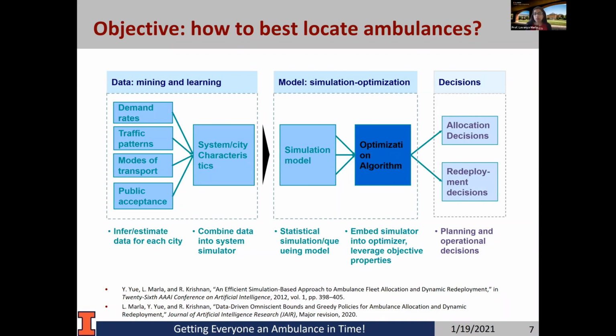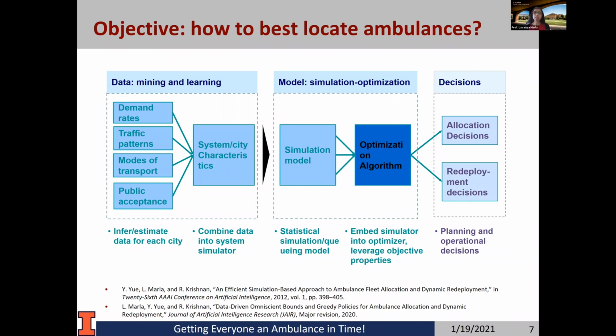We also want our system to adapt to different modes of transport. In different cases, for example, in places like Assam, there are water ambulances. So we want to capture how speeds vary when you have the road ambulances versus, let's say, the water ambulances. And that can be captured in the kind of models that we have. And then we want public acceptance. Maybe ambulances are slow because people do not realize that they have to give way to ambulances in a more instinctive fashion. And because the system is still adapting, that takes time. So we capture all of these in what we call system or city characteristics.